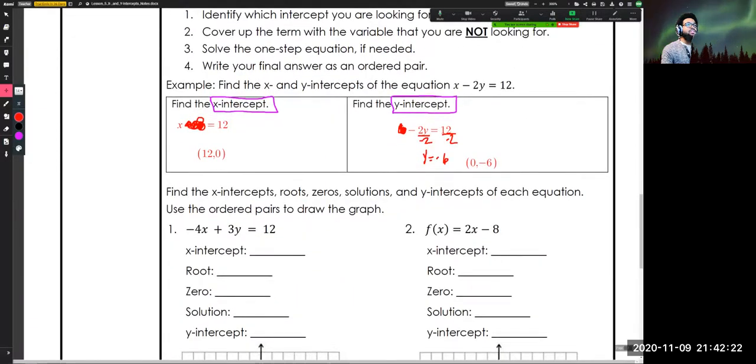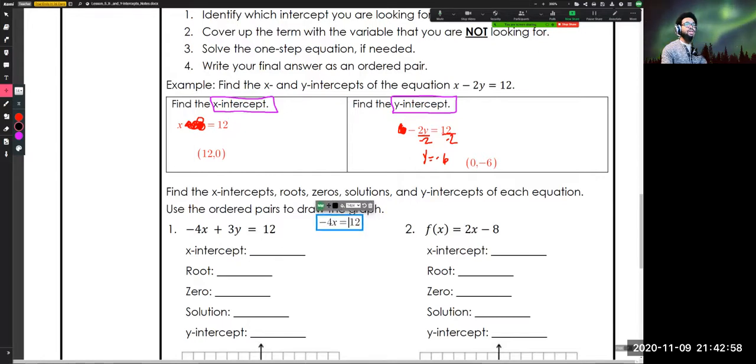First we're going to identify which one we're looking for. We're looking for the x, so we're going to cover up this y. That's going to leave 4x equals 12. I'm not going to leave that covered up, but just so you can get the picture, we end up on this side with negative 4x equals 12. Oh, what happened? Did I type? I guess I didn't. Negative 4x equals 12. And we solve this one-step equation, all right?